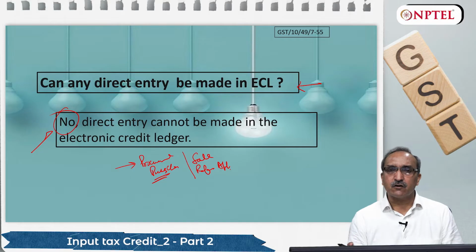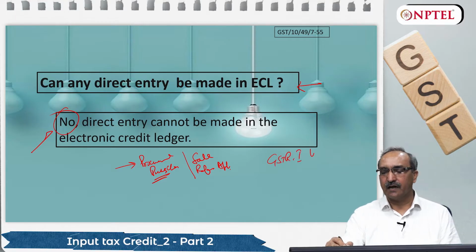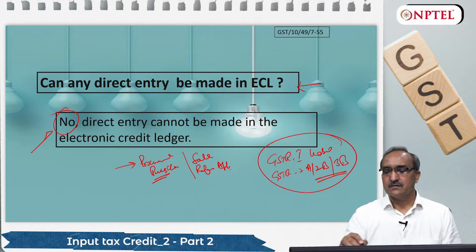And the other windows or other medium is your returns. The returns can be GSTR-1, that is liability, GSTR-2A, 2B or 3B, your claims for ITC. So we will study these also.